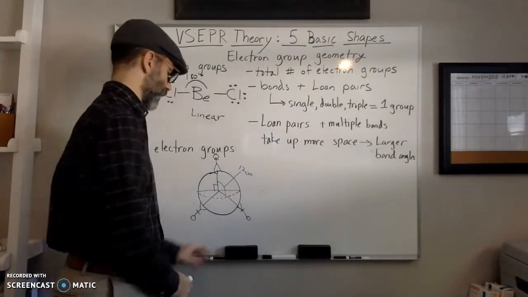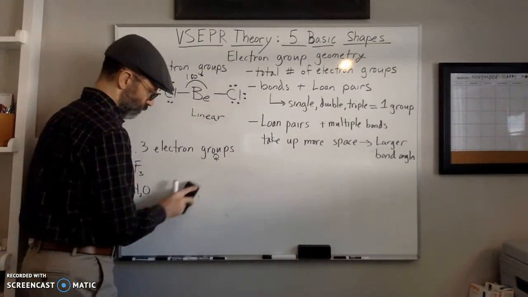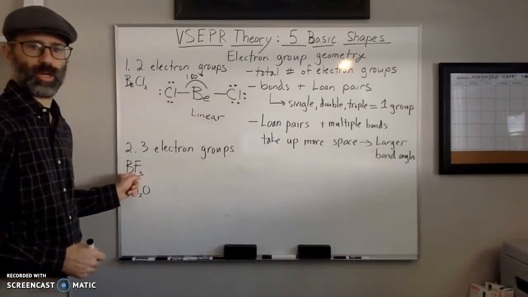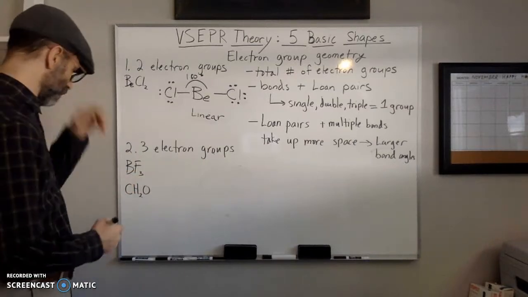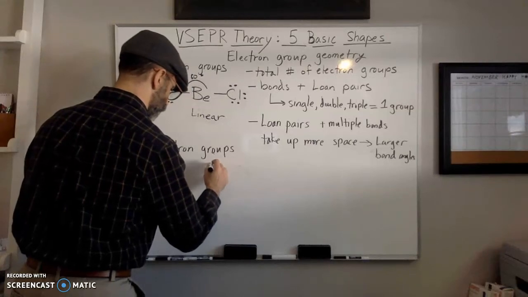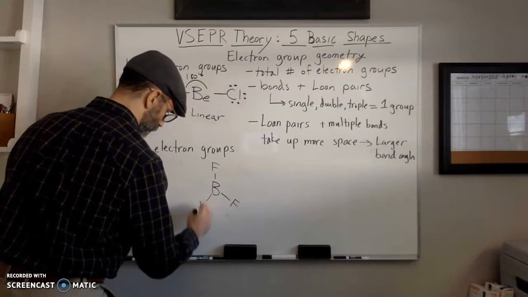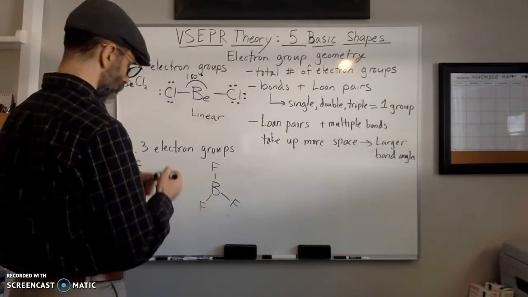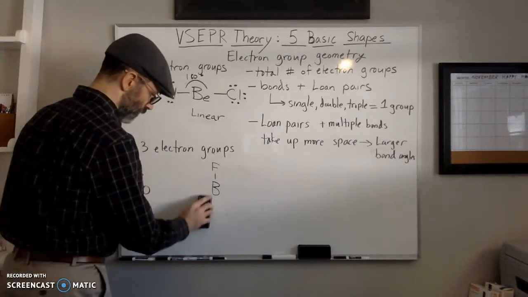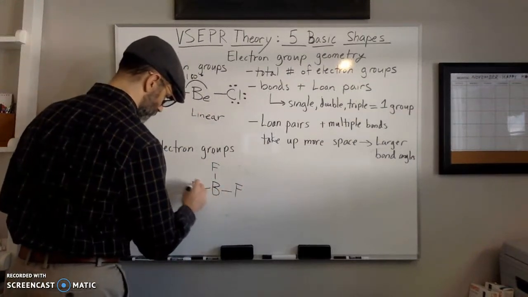So let's look at a couple of molecules. If I draw the Lewis dot structures, the first one is going to be BF3. Boron is your central atom, and then I have fluorine, and fluorine. Or you could draw it like this. You could draw the Lewis dot structure like this, right?